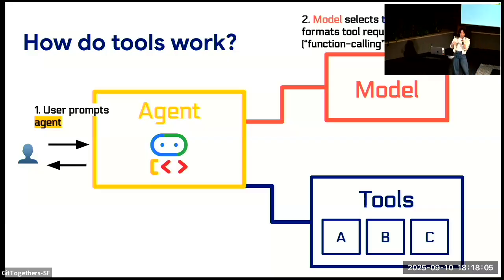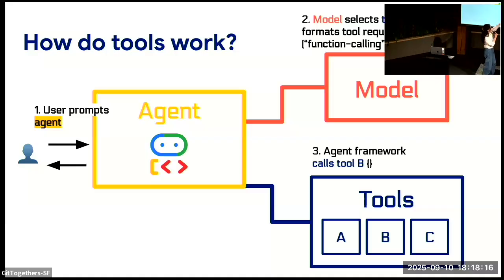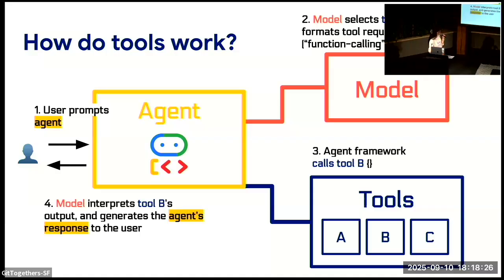The model makes a decision, and then the agent framework selects the tool. What's next is the agent framework calls the tool. The first step is selecting the model, which can be Gemini Flash or Gemini 2.5 Pro, and then it selects the tool, and the agent framework calls the tool. Once you have the output, you generate the agent's response to the user. It's not like the model sends the response to the user.